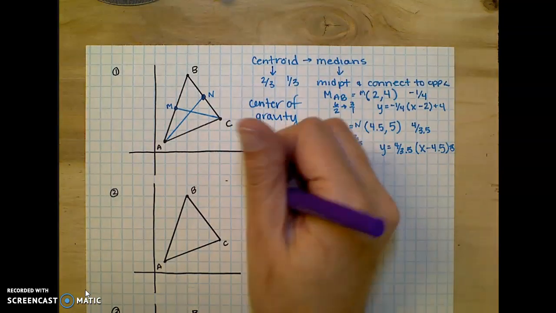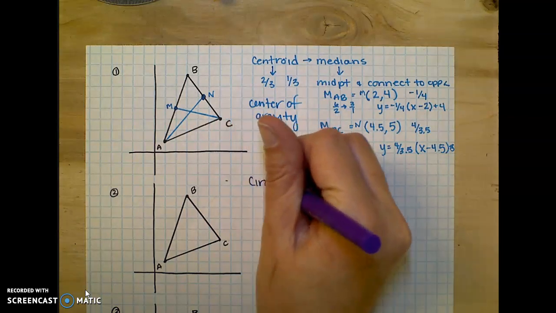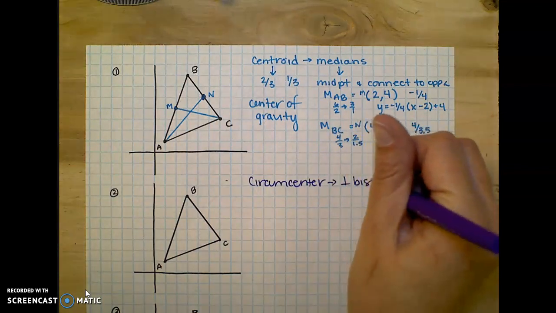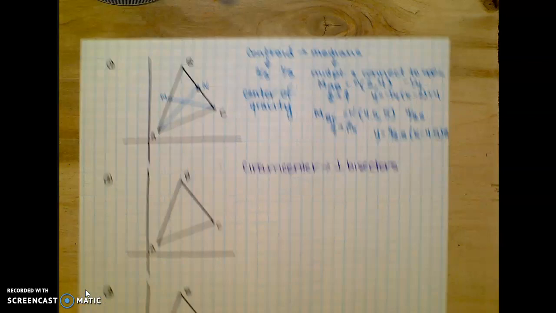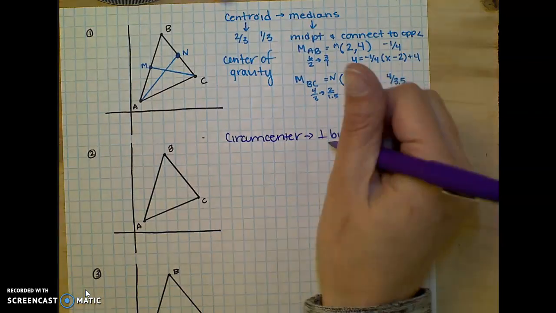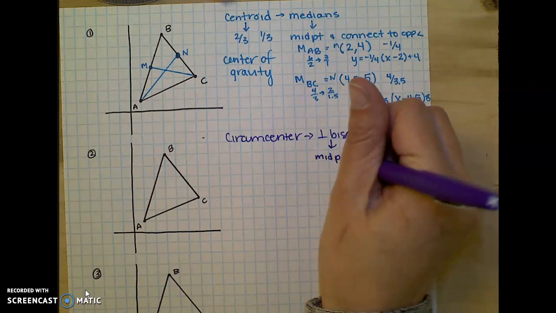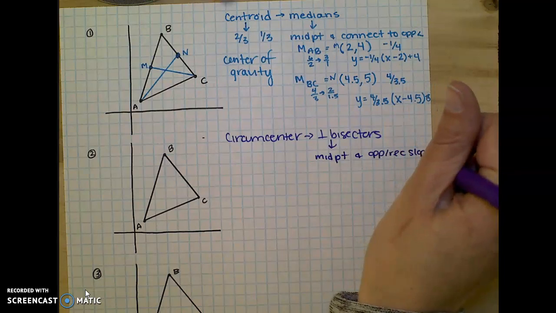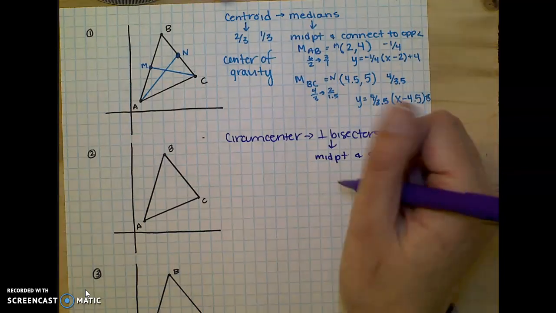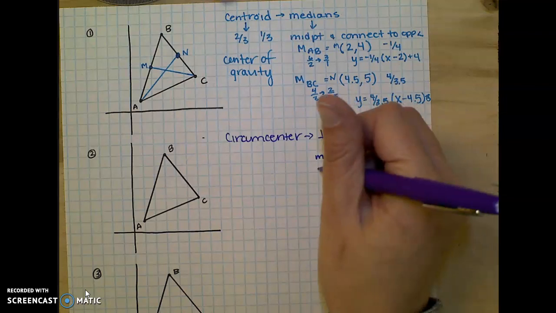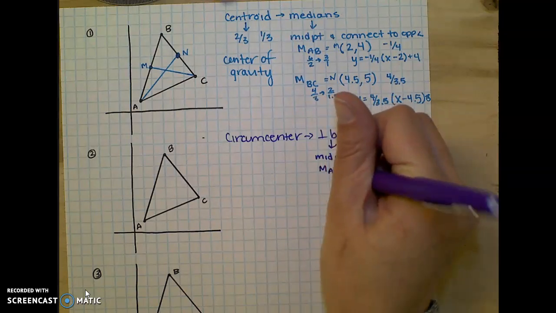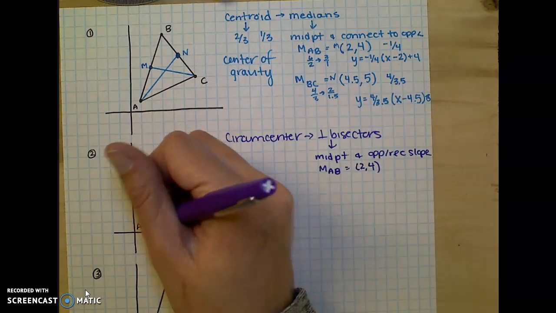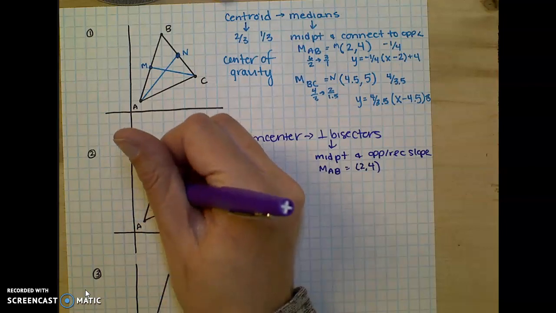Okay, your other point of concurrency is the circumcenter. If you want to draw your circumcenter, then you need to draw the perpendicular bisectors. To get the perpendicular bisectors, you need to find the midpoint and opposite reciprocal slope, and draw that. So let's say we're going to do that midpoint of AB again. We already know it from the last time. It was at (2, 4). So I can go over 2 and then up 1, 2, 3, 4, right here.